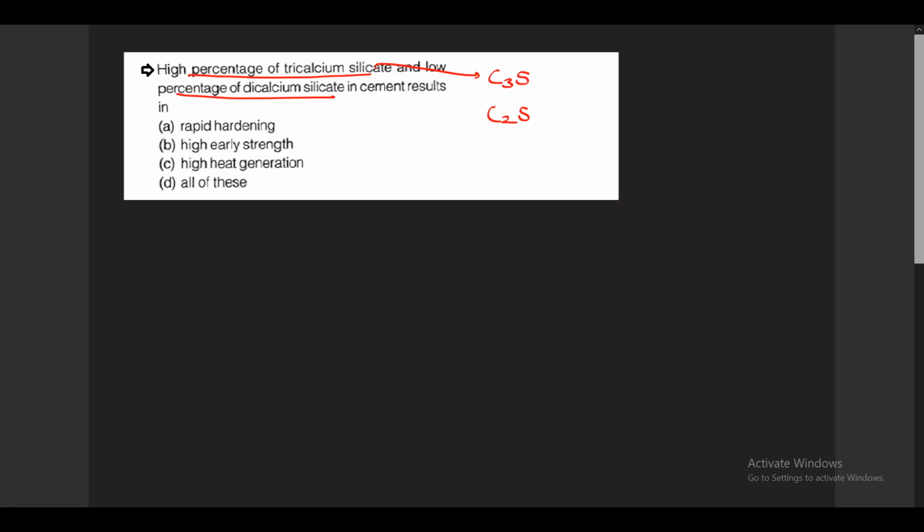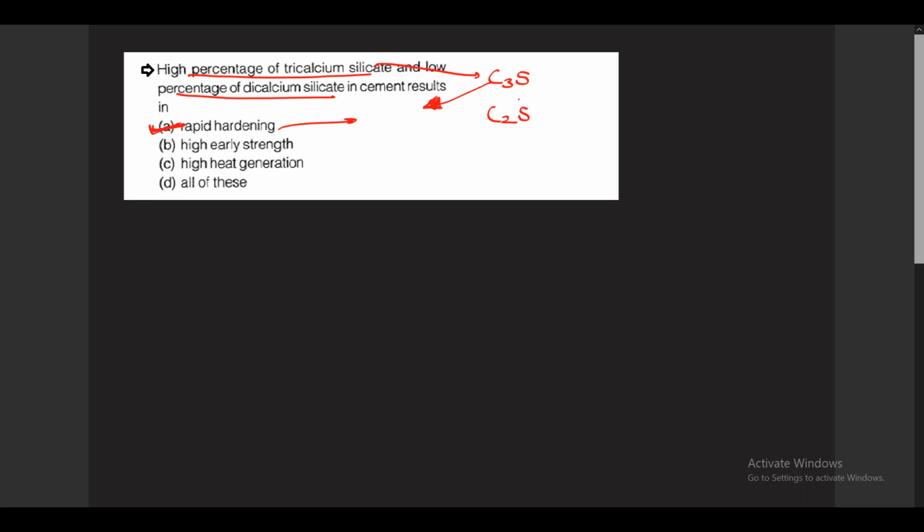Okay, one by one read that option. So the first option is rapid hardening, it is correct. As we all know, C3S develops strength and hydrates at a faster rate as compared to C2S, and most of the strength at the initial stages, up to 1 month, is due to the C3S. So the first option, that is rapid hardening cement, is the correct option.